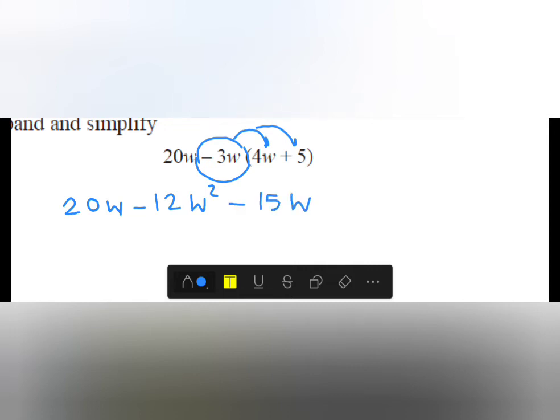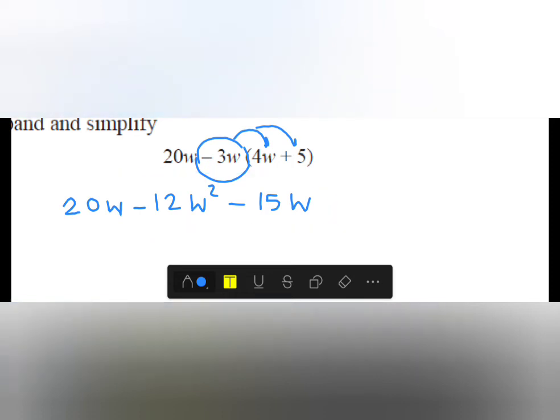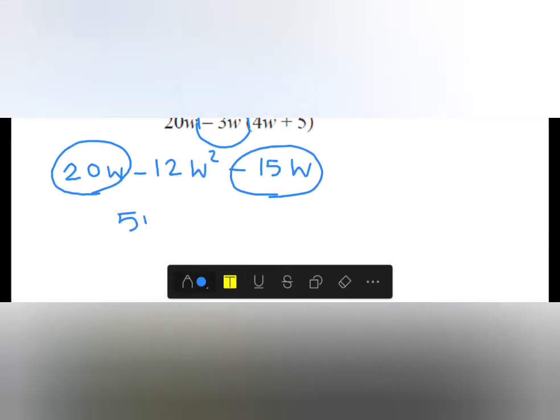Very good. Now we take a look at the expression here. Do we have like terms? Very good. We have 20w and negative 15w. So we're going to work them together. So 20 minus 15 equals what? Very good. Equals 5. So 5w. And then we write the rest as it is, which is negative 12w squared.